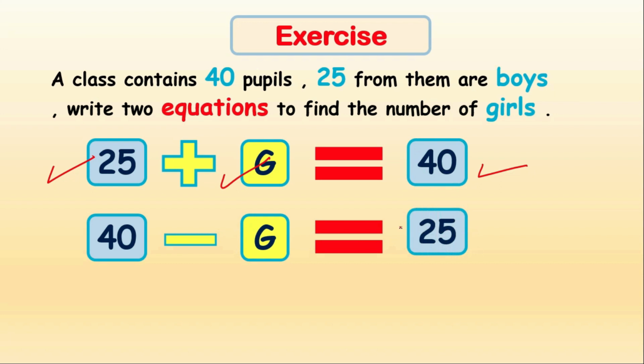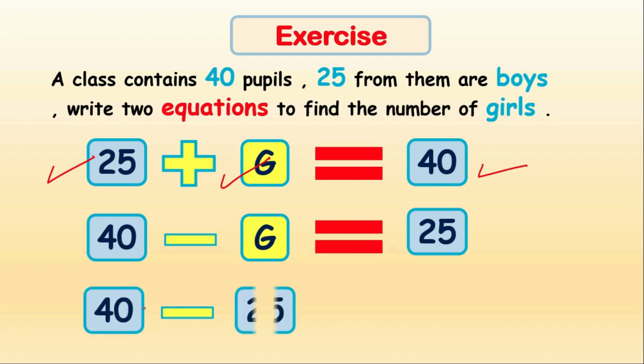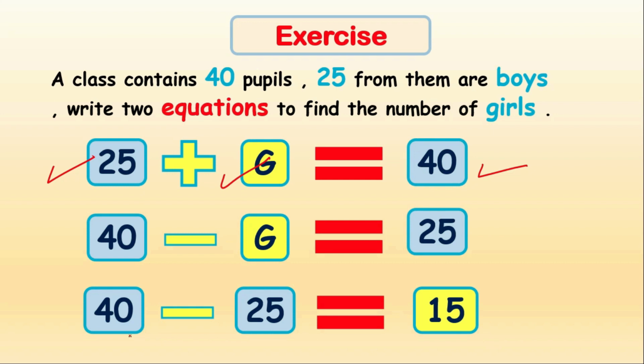Okay, another equation to find the number of girls: 40, the total number of pupils, minus the number of boys, 25, we get the number of girls, 15. Okay, this is the number of girls.